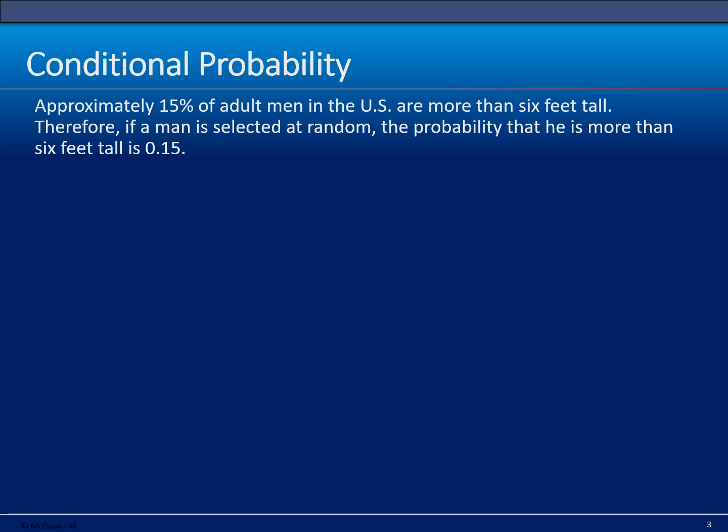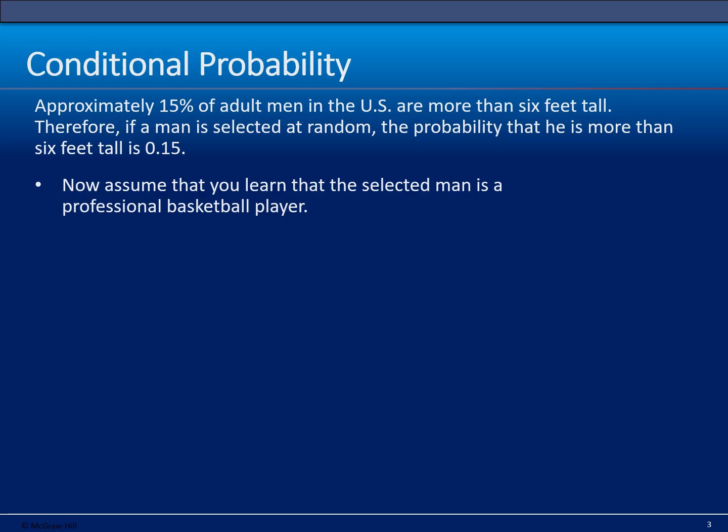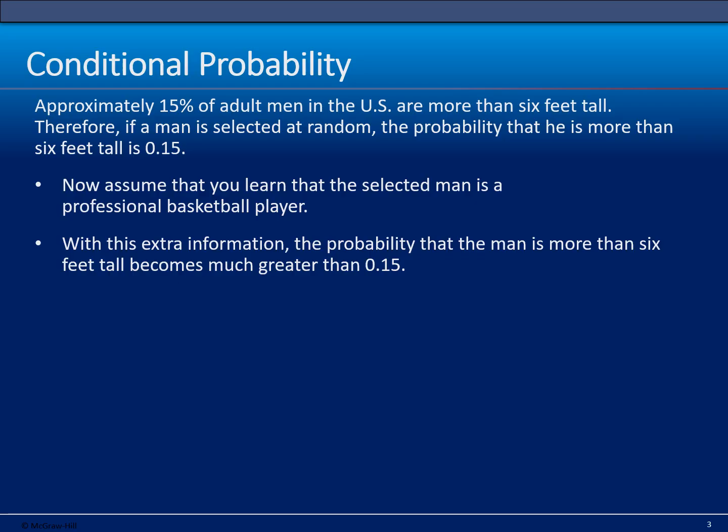Approximately 15% of adult men in the U.S. are more than 6 feet tall. Therefore, if a man is selected at random, the probability that he is more than 6 feet tall is 0.15. Now assume that you learn that the selected man is a professional basketball player. With this extra information, the probability that the man is more than 6 feet tall becomes much greater than 0.15.